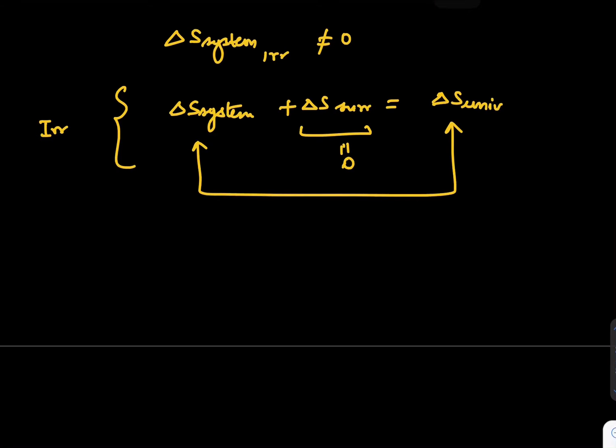Reversible case में क्या होगा? Reversible case में आपका delta S system भी 0 है, delta S surrounding is also 0, delta S universe is also 0. So I hope the irreversible system is also understood. And the same question comes under free expansion.